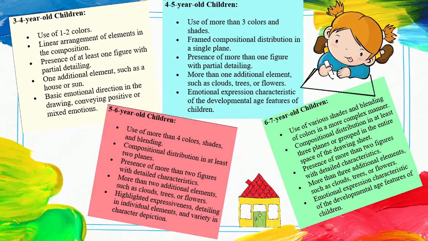The second group includes children from 4 to 5 years old. The third group is from 5 to 6, and the fourth and last group is children from 6 to 7 years old. The differences between the groups are linked to the number of colors, the compositional distribution, the number of planes that they use, and also how they use the space in the drawing. Of course, with age we can see that the figures are more detailed, and also the number of additional elements is becoming more and more complex.